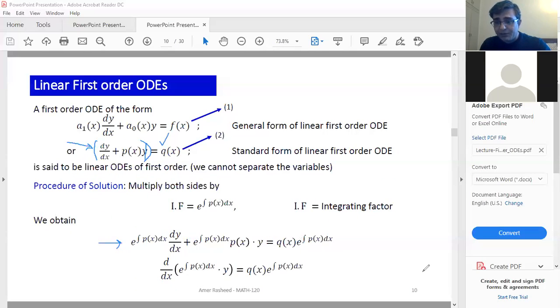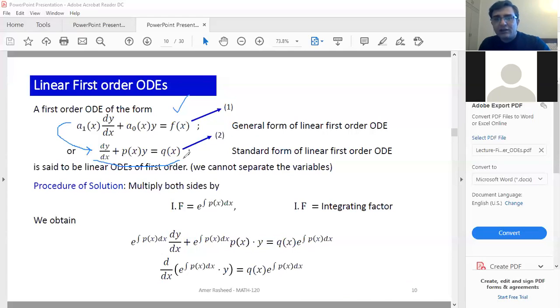There is a question: p of x should not be calculated like this, then why? P of x can be calculated in this way. P of x could be a naught over a1 of x. So the simple thing is, if we are given this kind of differential equation, which we can see is a linear first order differential equation, then in order to solve it, first we write that differential equation in the standard form.